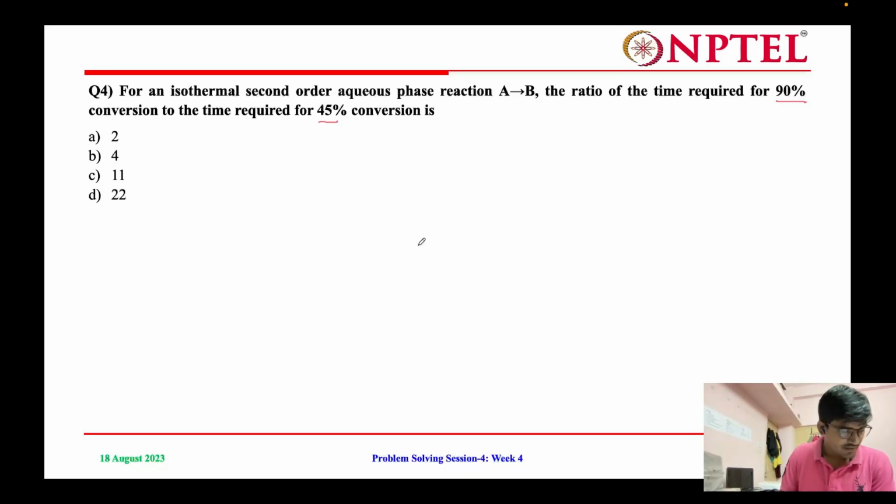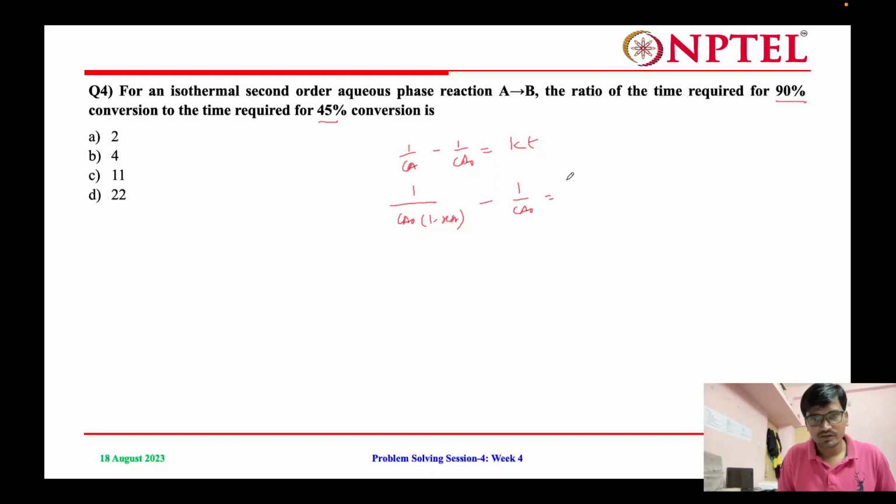For a second order reaction, the rate equation after integrating gives 1 by C A minus 1 by C A naught equal to kt, right? Now here conversion is given, so 1 by C A naught into X A by 1 minus X A equal to kt. So you will get X A by 1 minus X A equal to k C A naught t. Now this is equation 1.